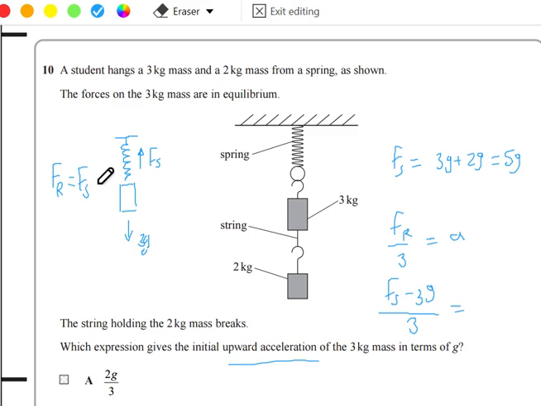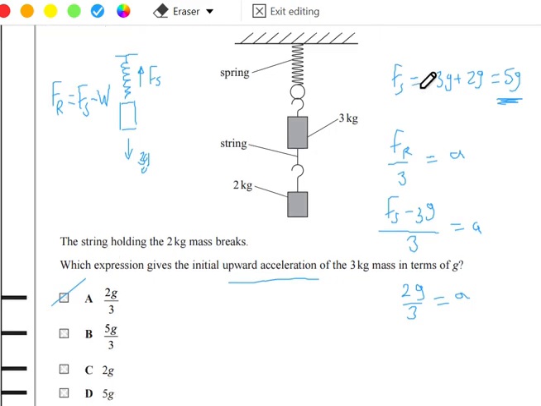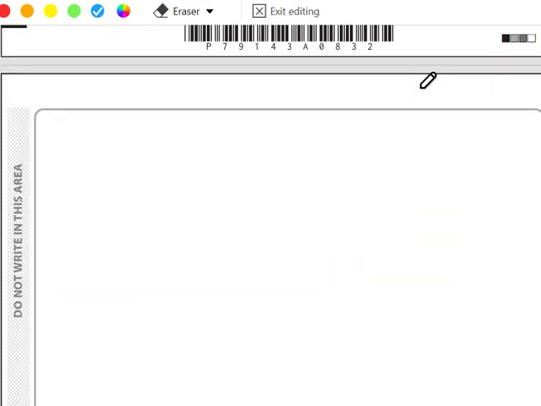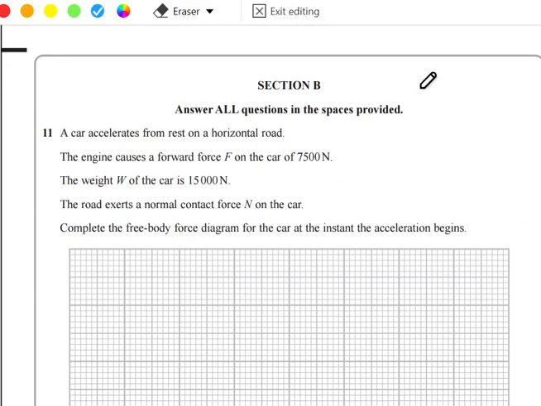Okay. This is divided by the mass of this object, so we can find the acceleration. Fs as we calculated 5g minus 3g, so it is 2g over 3. Okay.